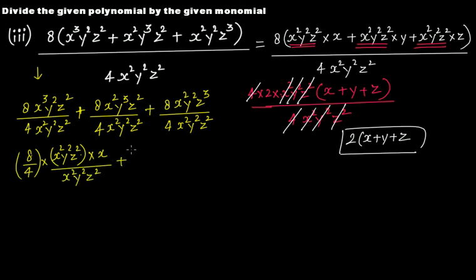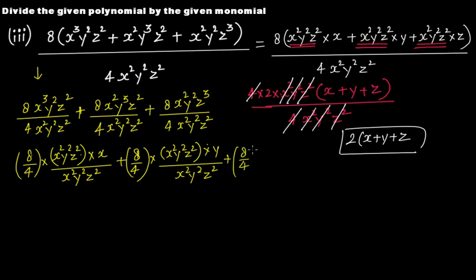In the same way here, this is 8 divided by 4 multiplied by x squared y squared z squared multiplied by y, and here you have x squared y squared z squared, then plus 8 divided by 4, you have multiplied by x squared y squared z squared multiplied by z, and this is x squared y squared z squared.